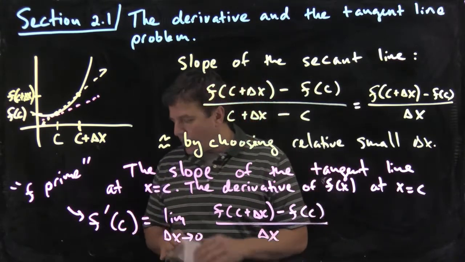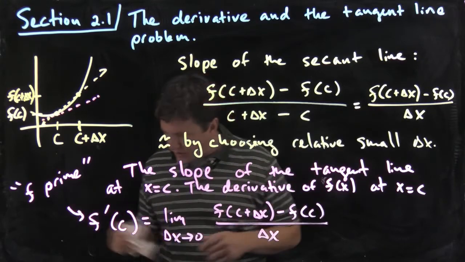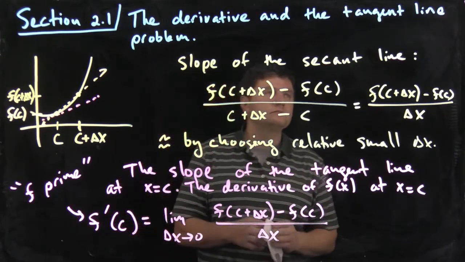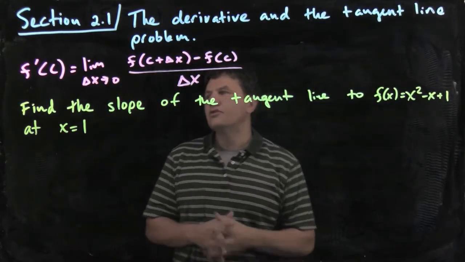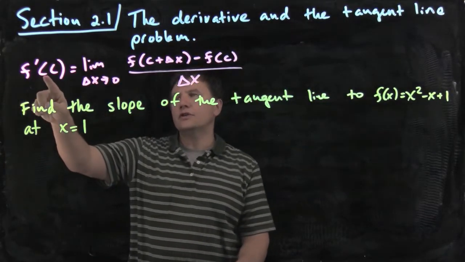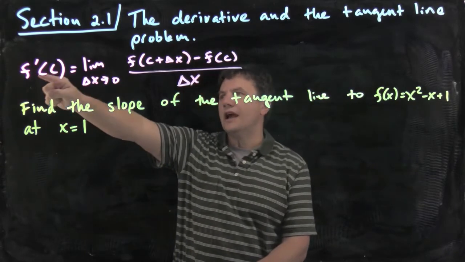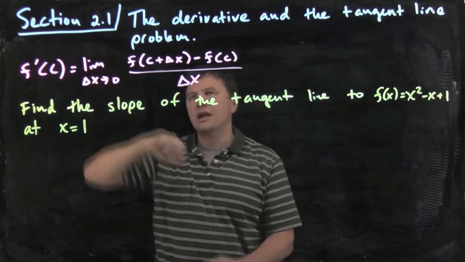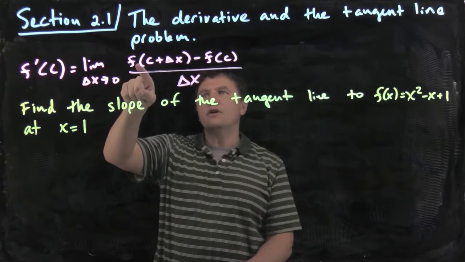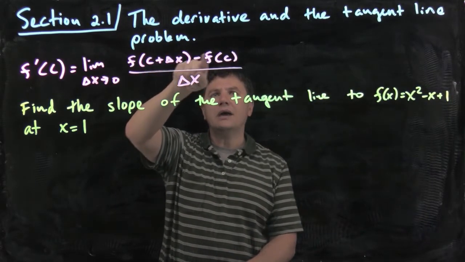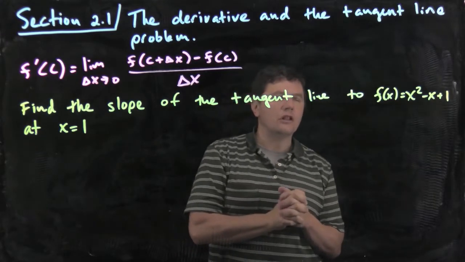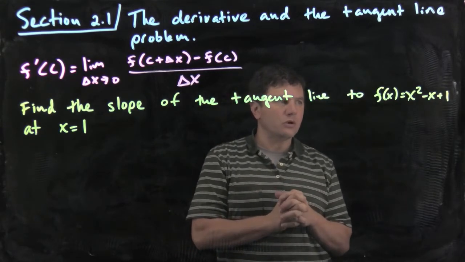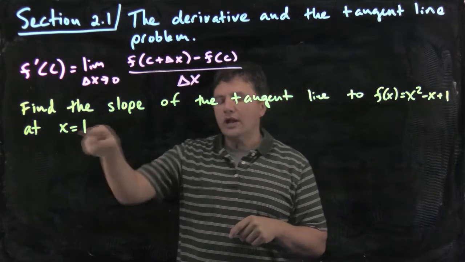So now we're going to go ahead and do some examples with this. Once again, here is our definition of derivative at a value c, f prime of c: the limit as delta x goes to 0 of f of c plus delta x minus f of c over delta x. And we are going to use that to find the tangent line to f of x equals x squared minus x plus 1 at point x equals 1.